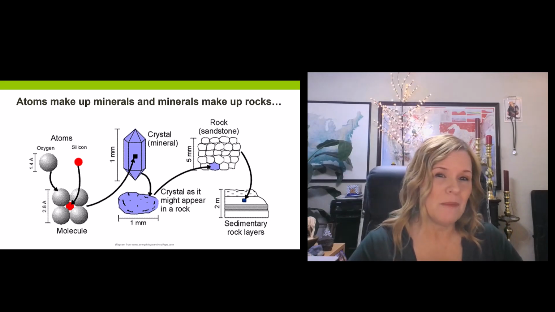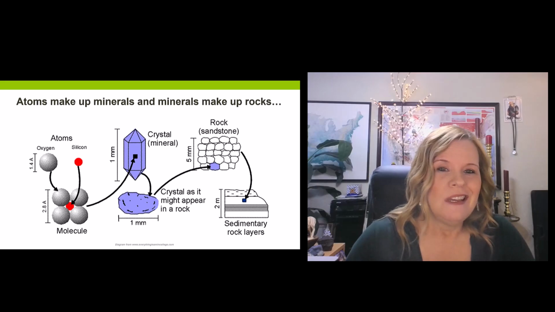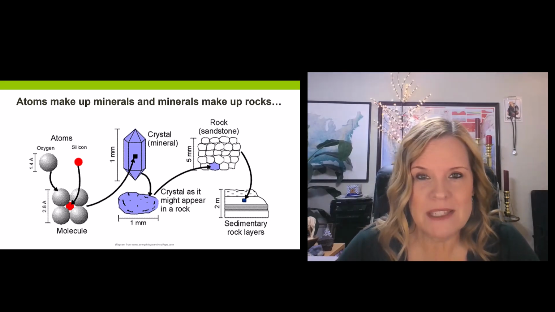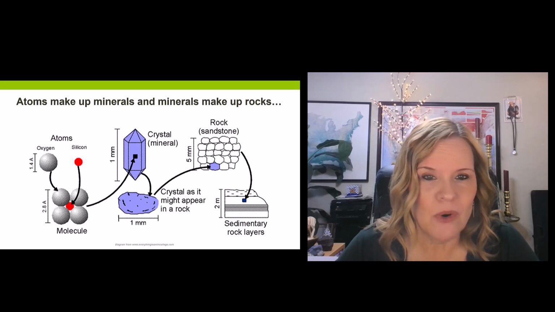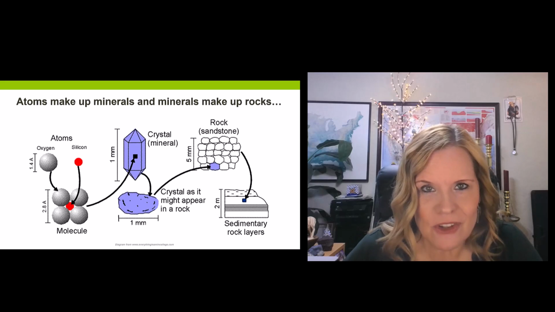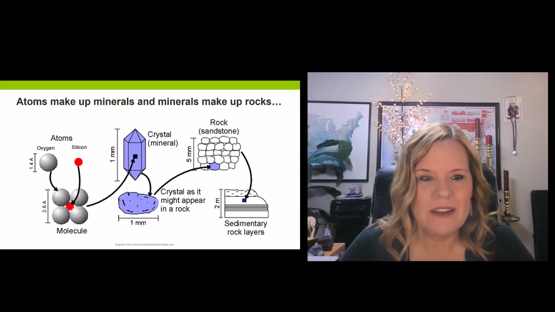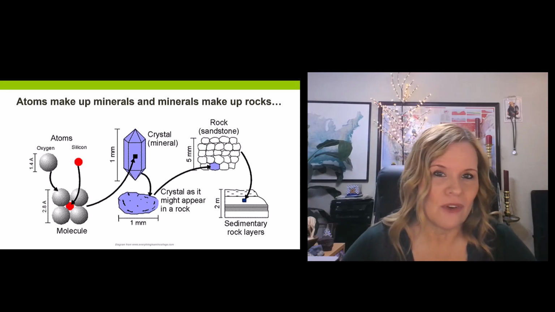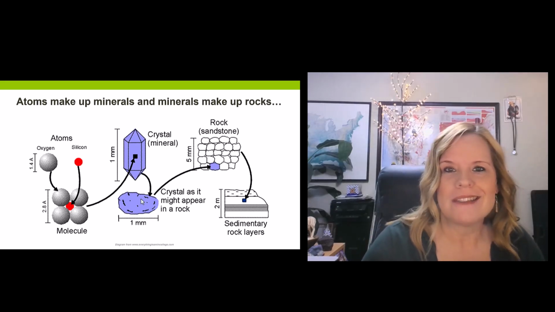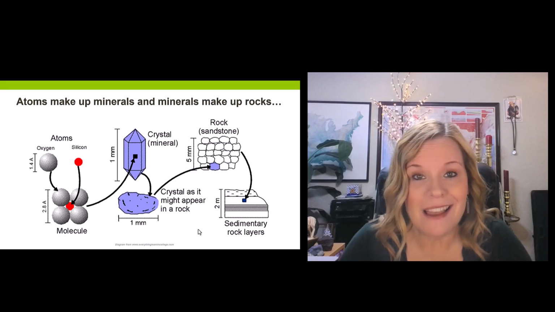Understand that, for example, we think about sandstone. Sandstone is made up of different minerals, and some sandstone is very rich in quartz. Quartz is a mineral that is a silicate. So you take a look from left to right. Do you see that red circle? This one right here, that is silicon. It's a silicate, a silica.